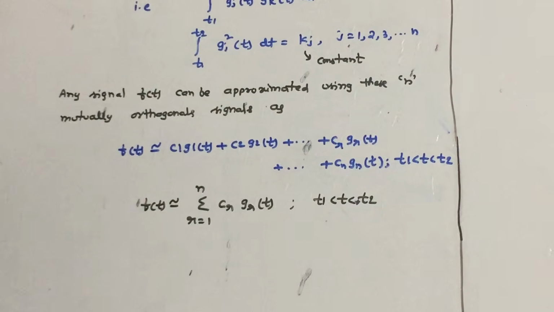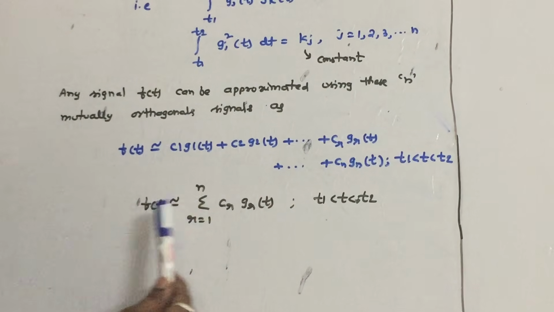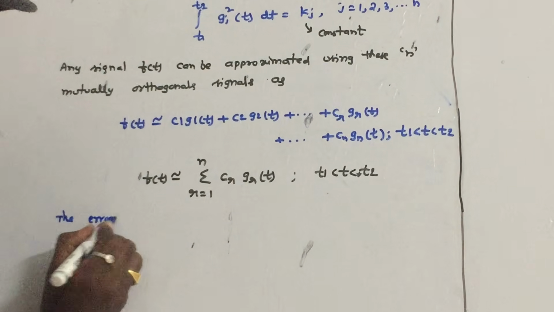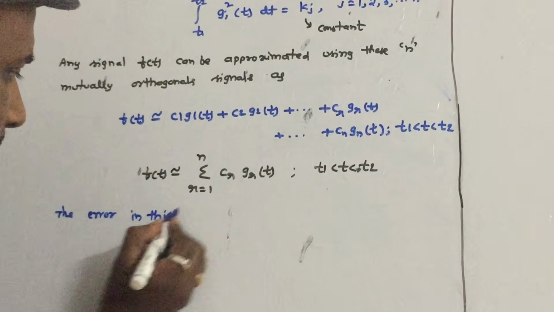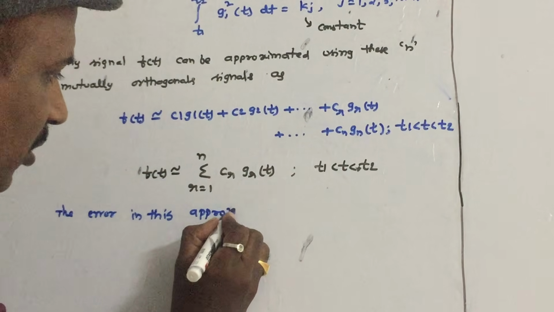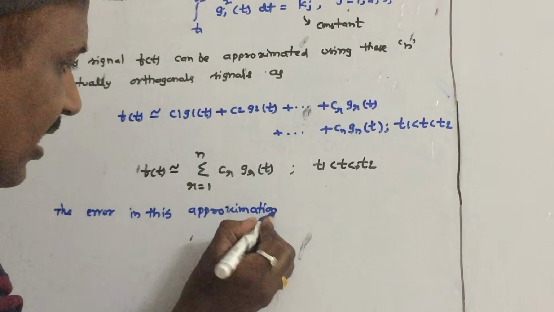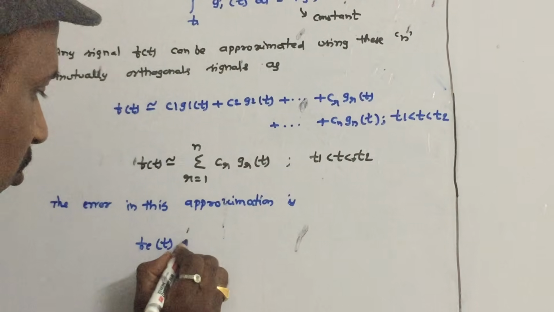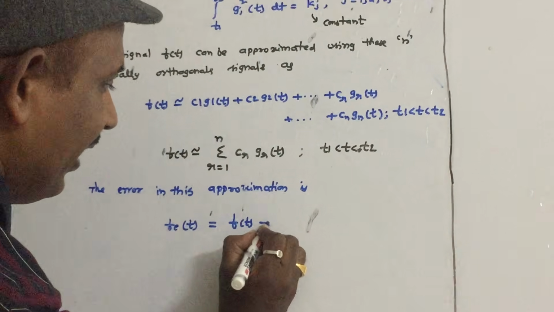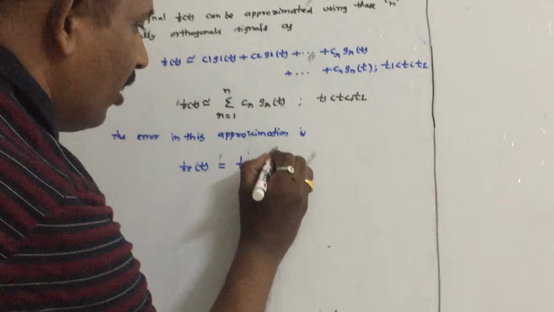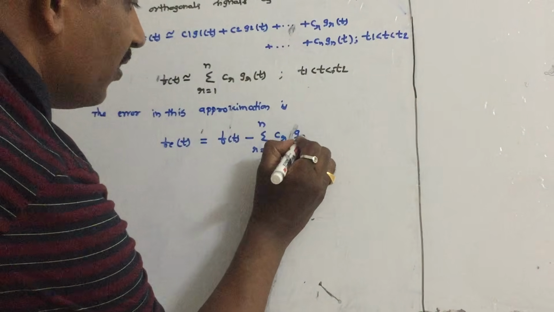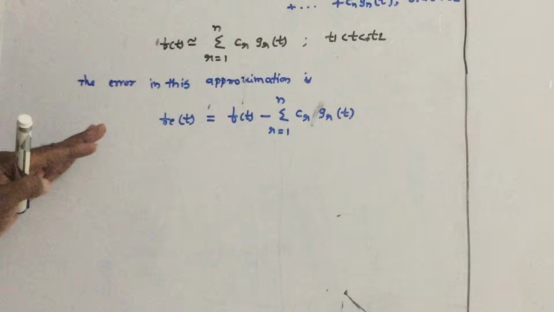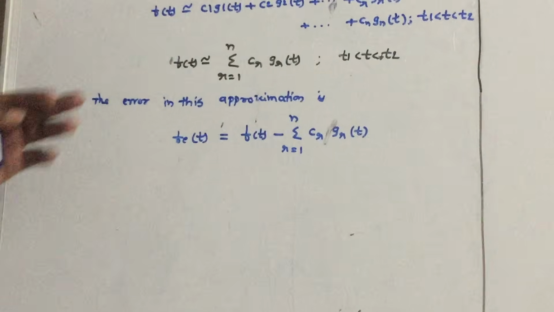What is the error in this approximation? F of t minus this summation is the error in this approximation. It is represented with fe of t. So that is equal to f of t minus summation r equal to 1 to n cr into gr of t. This is the error in this approximation. What we want to minimize is the mean square error.